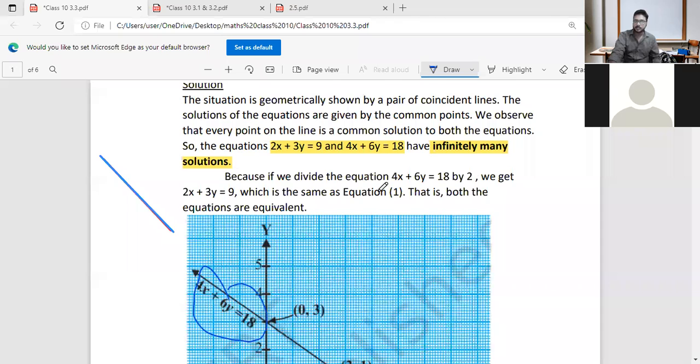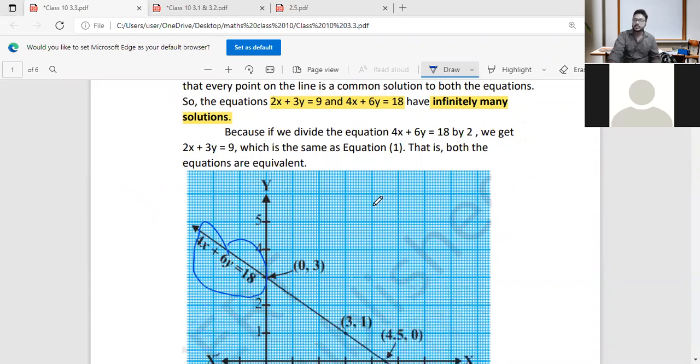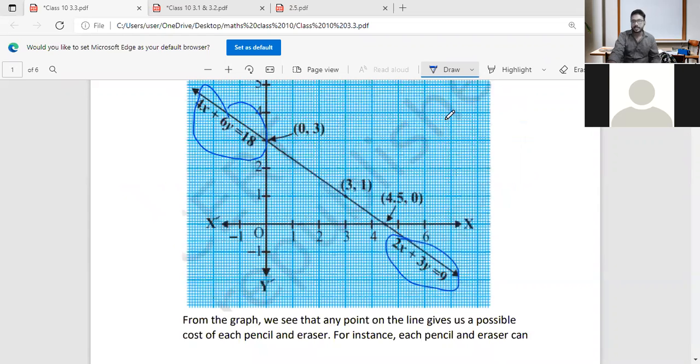So that's why we are saying these two equations have infinitely many solutions. In this manner, whenever you are given two equations to solve, you can draw a graph, and from that graph, you can easily find whether these equations have one solution, infinitely many solutions, or no solution at all. Let us check which are these cases. The first example was this. In this first example, these two equations have infinitely many solutions.